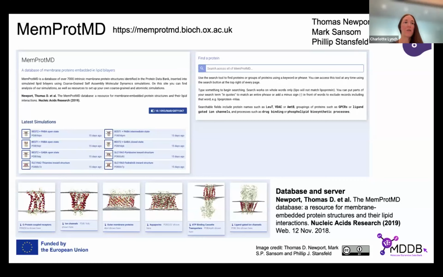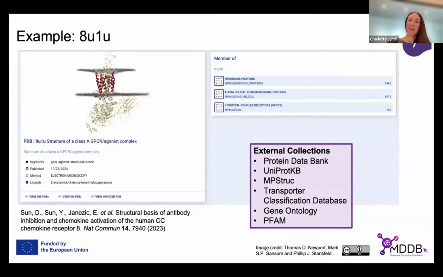So on the web interface, you can have a look at the latest simulations if you want. You can also search for simulations or proteins by name or by their PDB code. And then there are also groups of different types of membrane proteins that you could have a look at. If you were to look at one particular protein in more detail, what you would see is an image of the protein embedded in the bilayer, and then some details about the original structure, where to find the original paper, and so on.